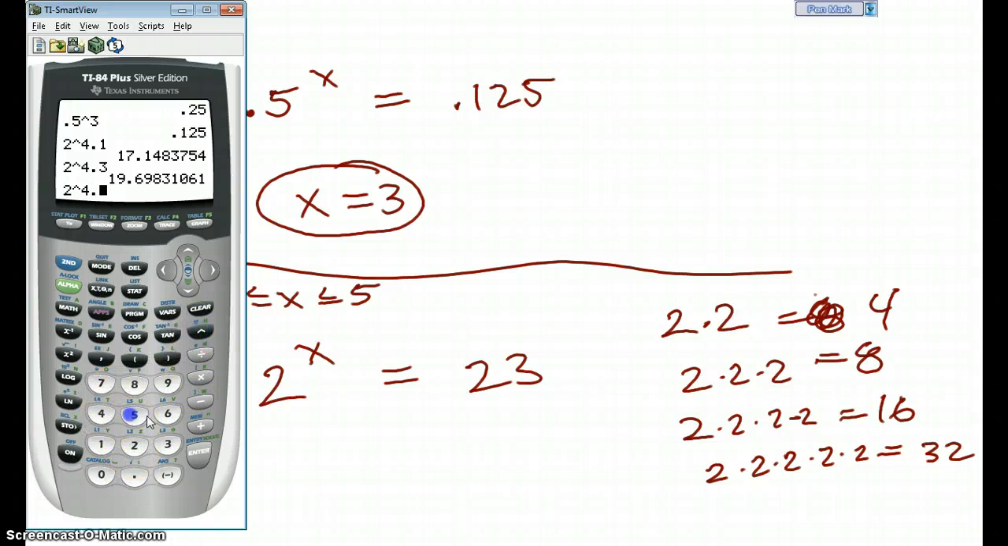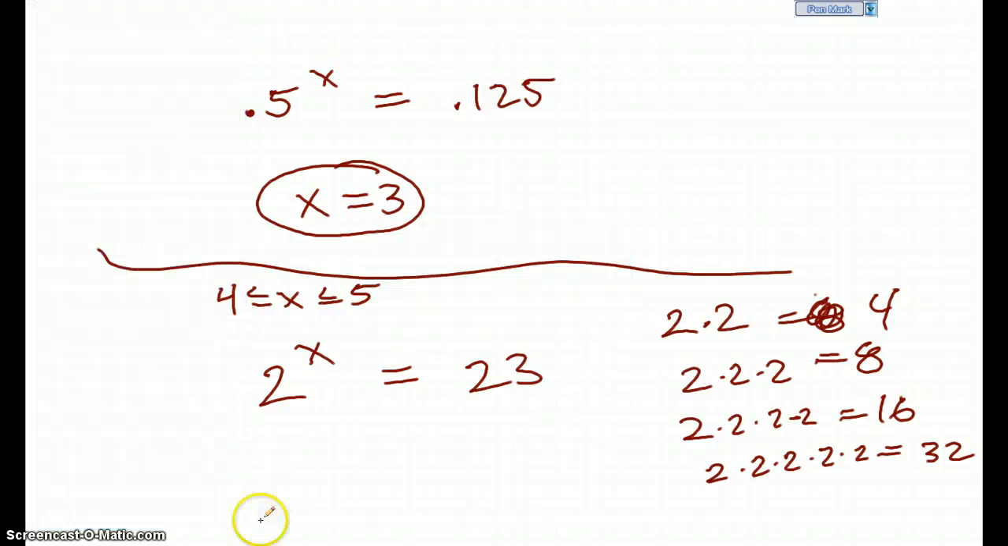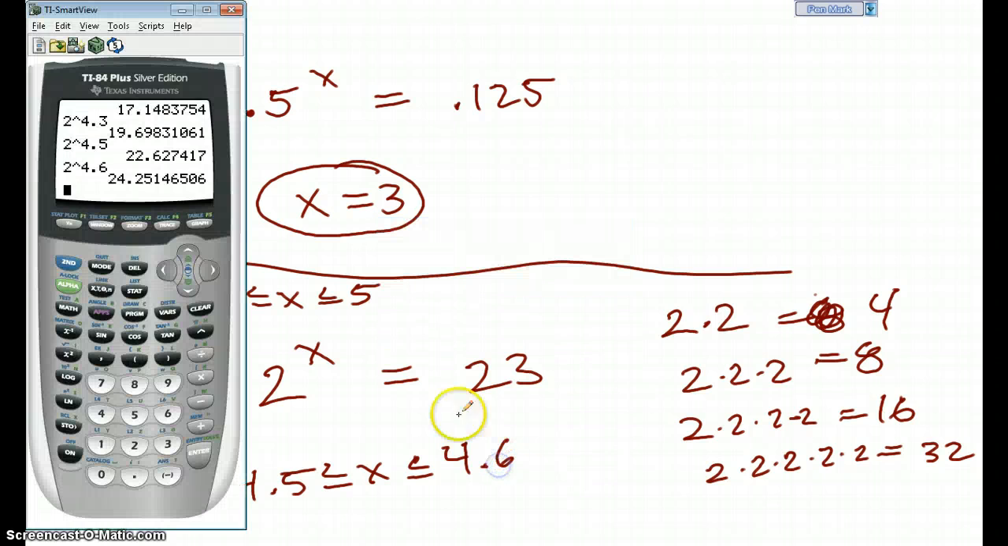2 to the 4.5. That gives me, oh, pretty close. 2 to the 4.6 gives me 24, so that's too big. So now I've been able to determine that x is between 4.5 and 4.6. So what's in between 4.5 and 4.6? How about 4.55? Well, that's still a little too big, so it's got to be less than 4.55.